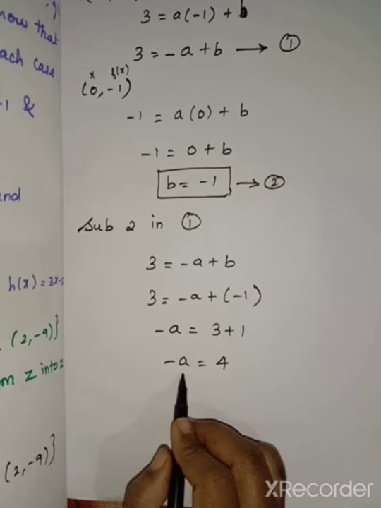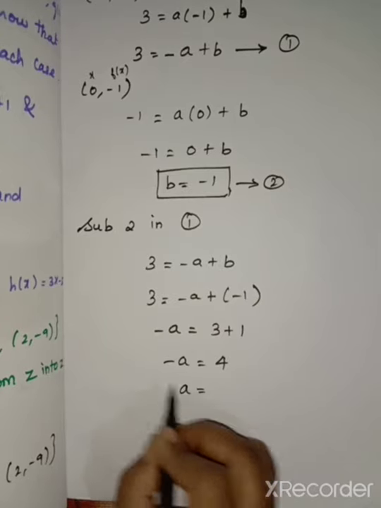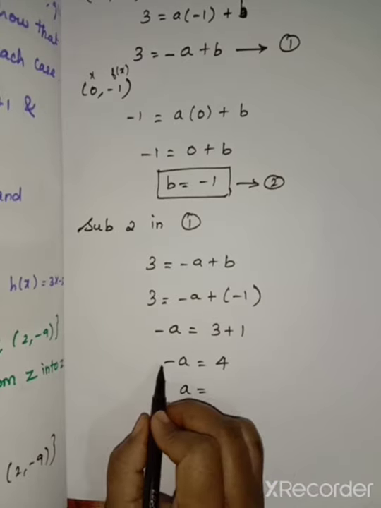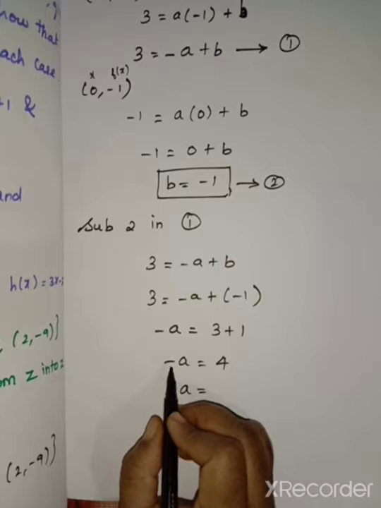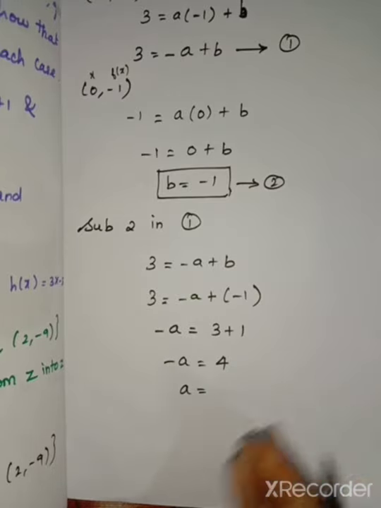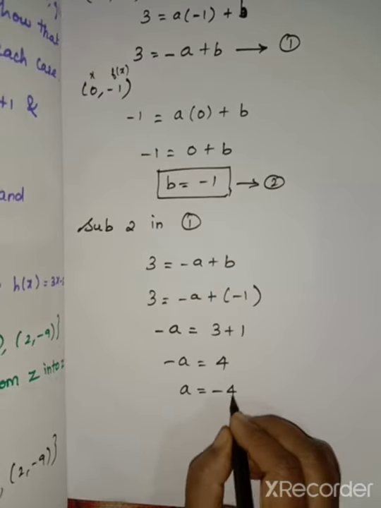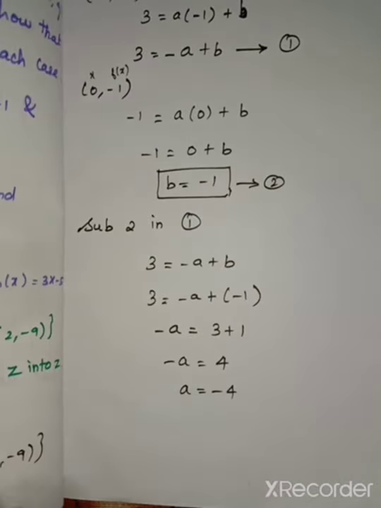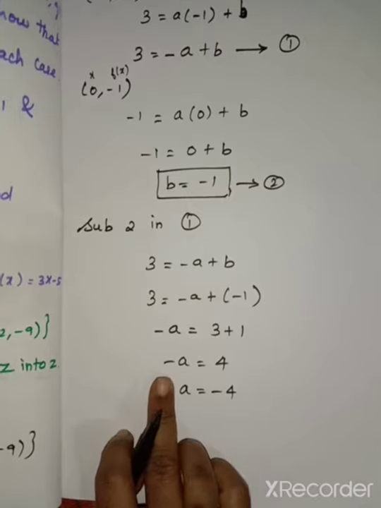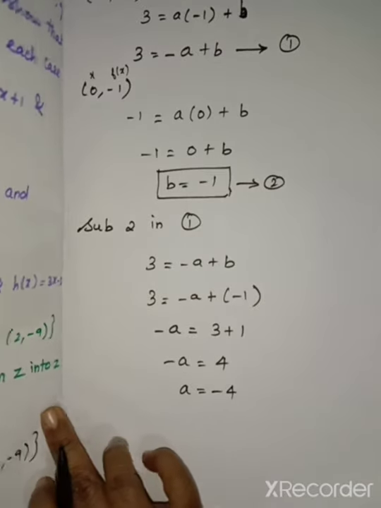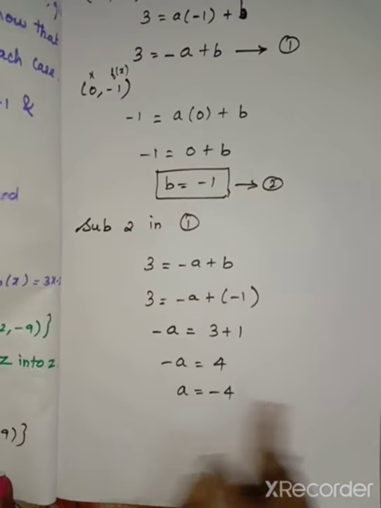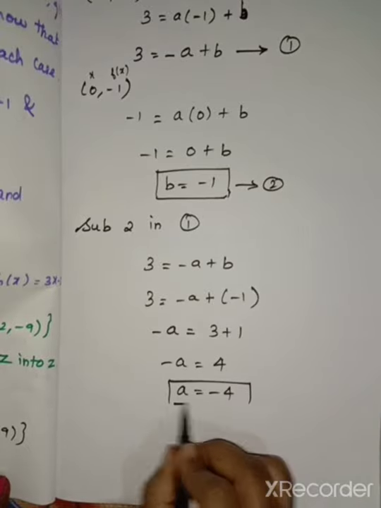We want to write a alone. Because the minus is multiplied, if you divide by minus 1 it goes to the other side. Otherwise, it goes to the other side as the same minus alone, because minus a is in multiplication, not in plus or minus. So take it as it is: a equal to minus 4.